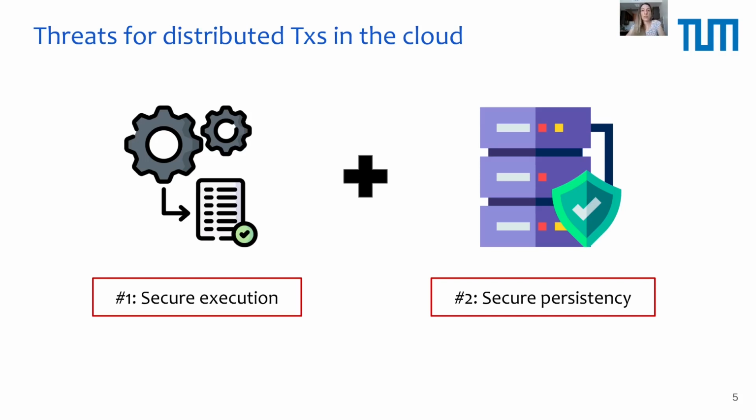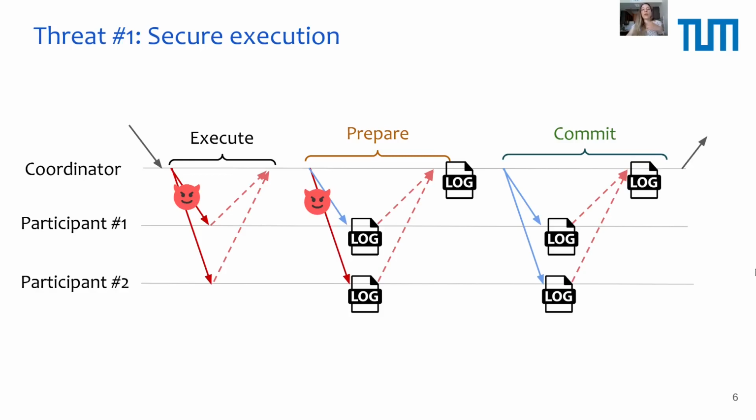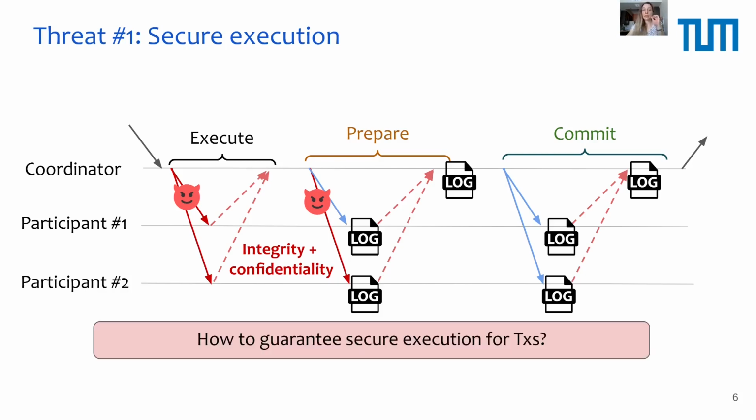Now, let's see these threats in more detail. Such a powerful adversary can tamper with the runtime data, the network messages, the operations, the protocol execution, and compromise the integrity and the confidentiality properties of the executed transactions. Therefore, our first question is how can we guarantee that distributed transactions will be executed in a secure manner?